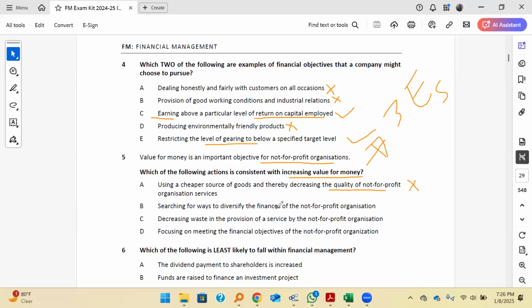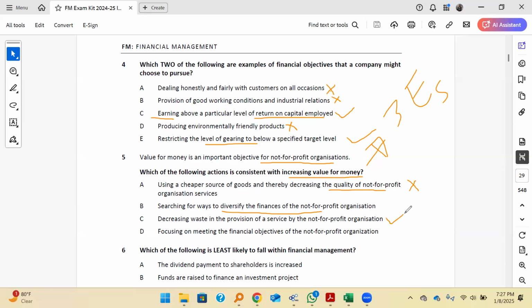Searching for ways of diversifying the finances of the non-profit organization. So diversifying finances, this is not to do with the value for money, because diversifying finances is usually for the organizations that are making profit, because they are the ones that are concerned with the financing and how their money is being invested. Decreasing waste in the provision of service by the non-profit organization.